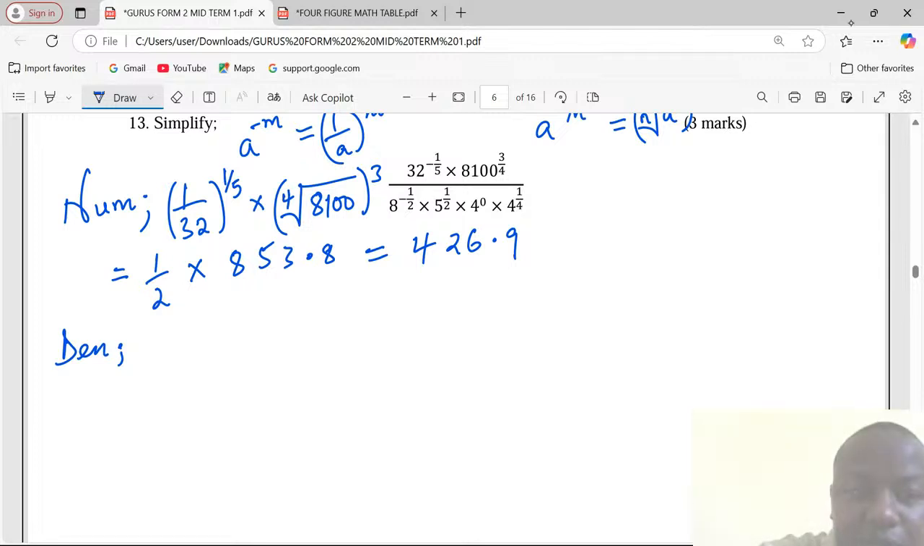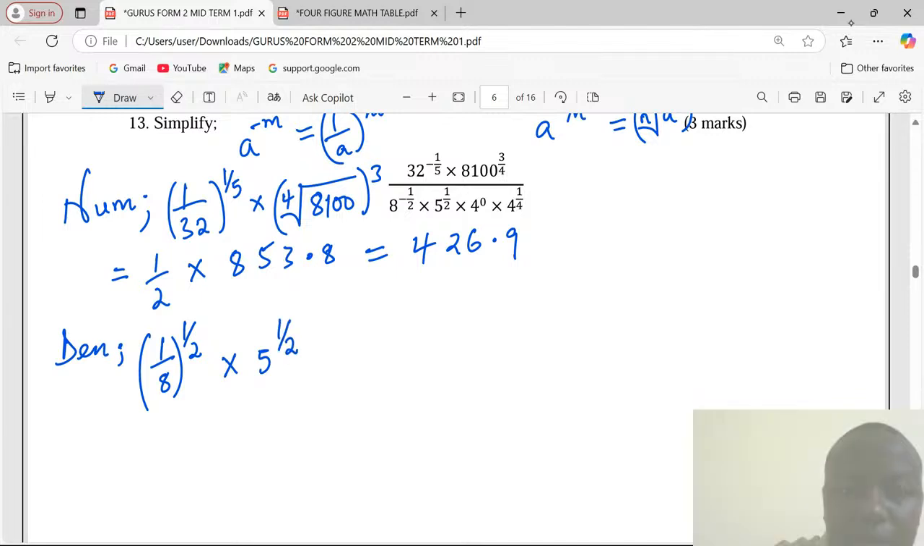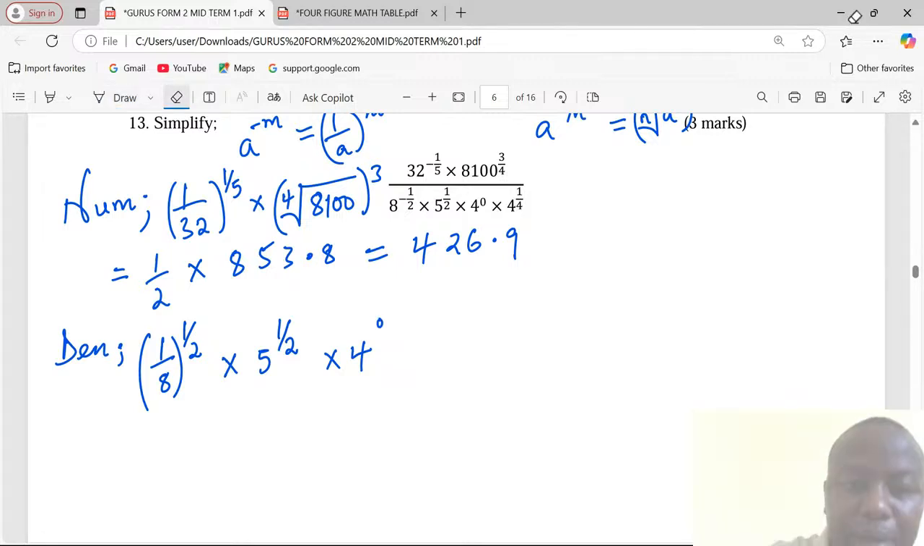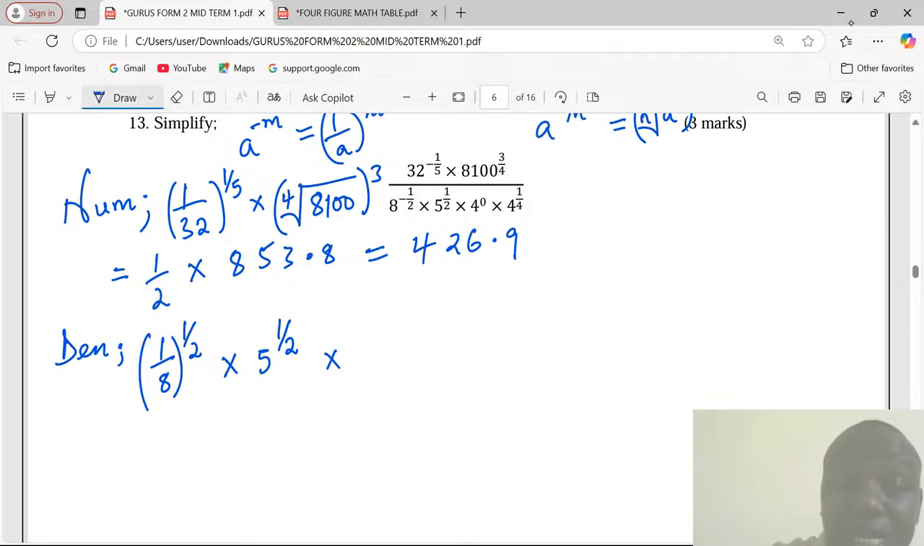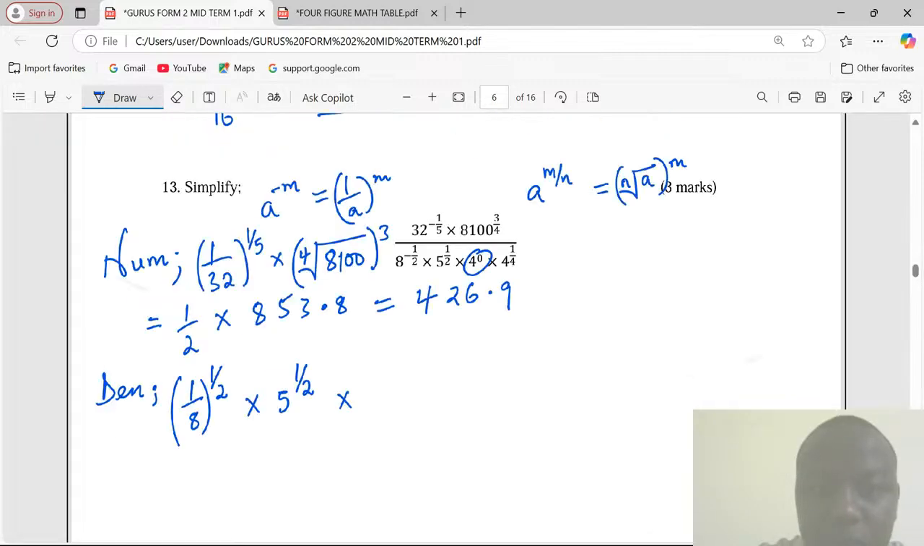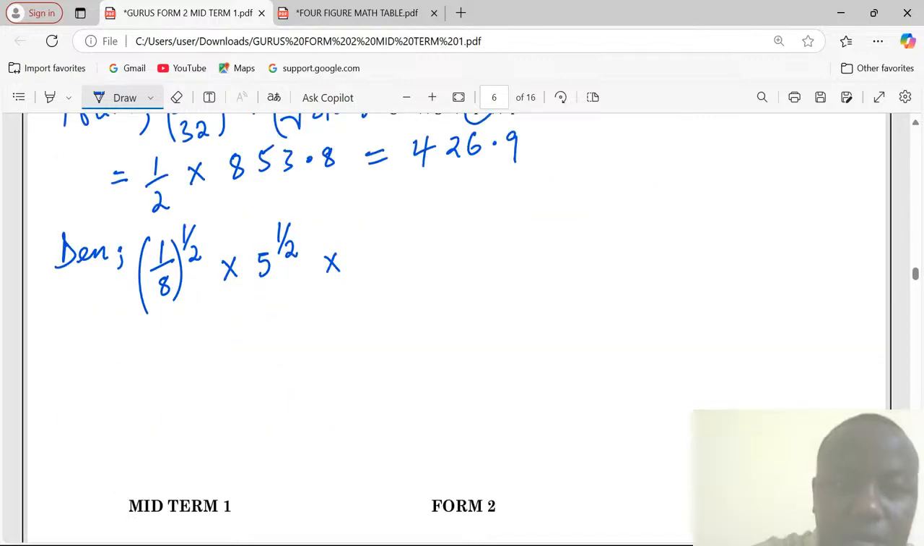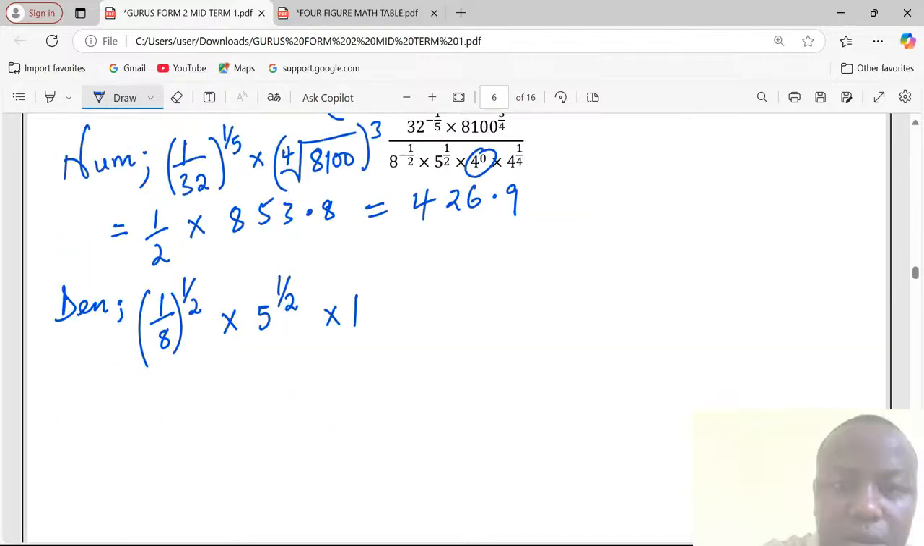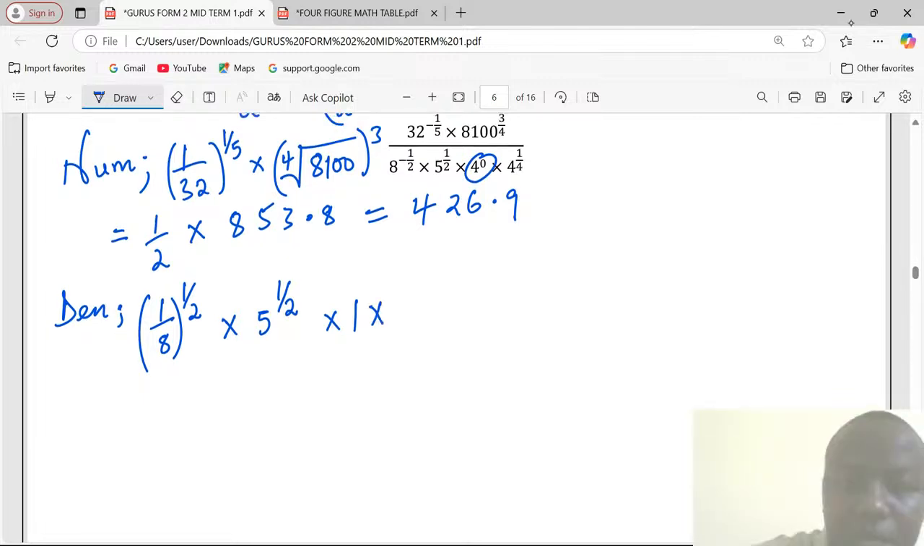We apply again the negative law, whereby we have to make it 1 over 8, then power half, multiplied by 5, which is also power half, multiplied by 4, which is power 0. Okay, at 4 power 0, let's apply the zero index. Anything power 0 is equivalent to 1. So I'll be talking of 1 multiplied by 4 power a quarter.